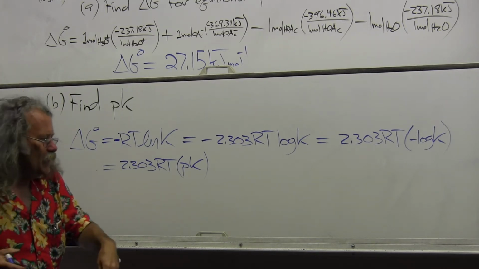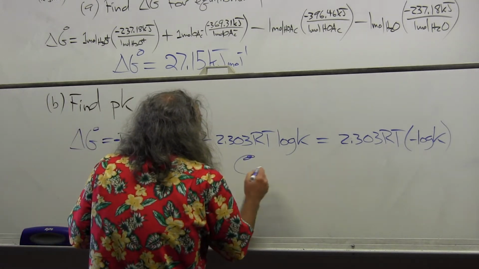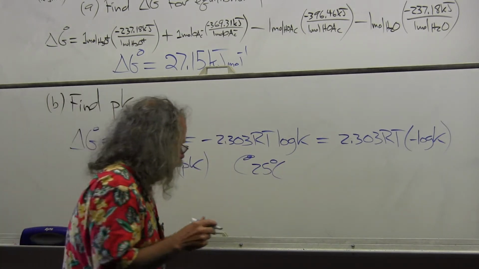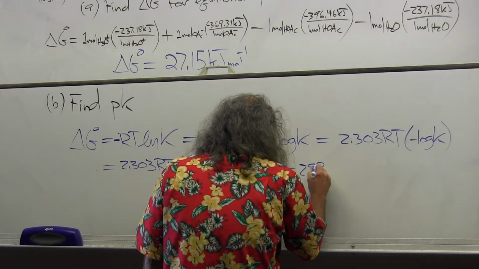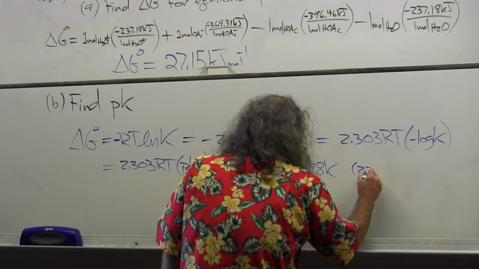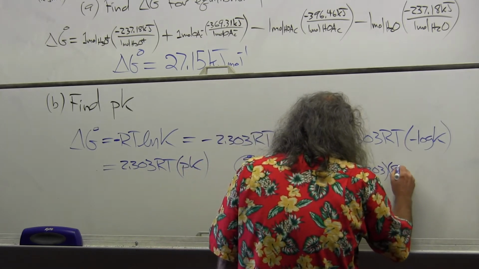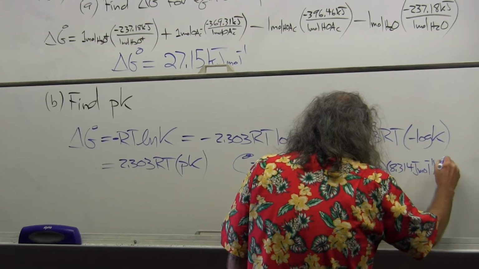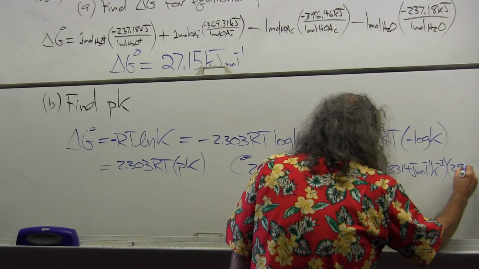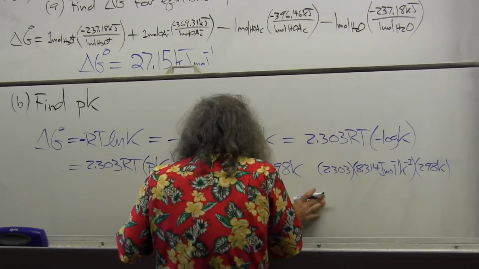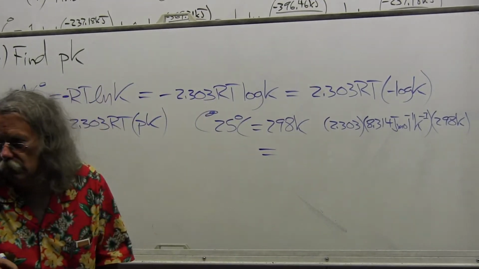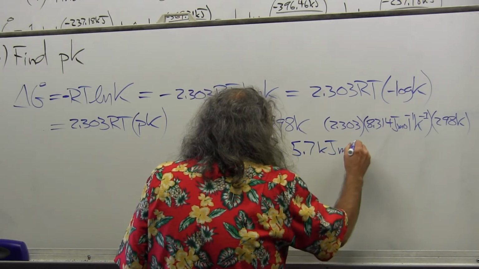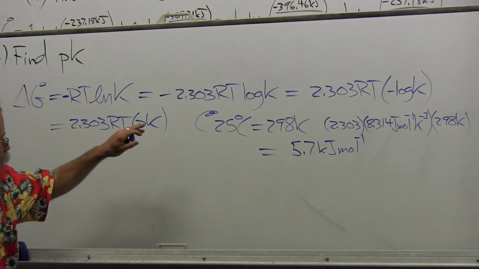And then the other thing you can do on scratch paper, or you can probably have this one memorized: at 25 degrees C, which is the temperature for the naught denotes standard conditions, it equals 298 K. 2.303 times 8.314 joules per mole K times 298 K is equal to what? 5.7 kilojoules per mole. And so this is all scratch paper stuff.